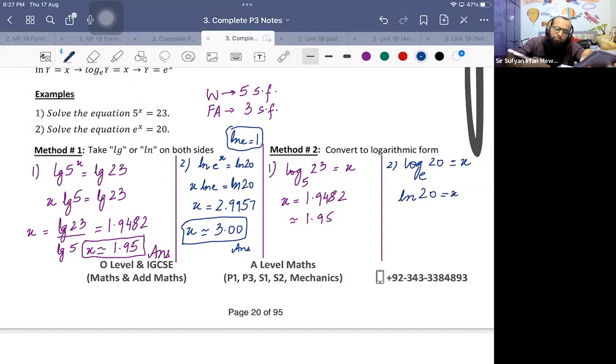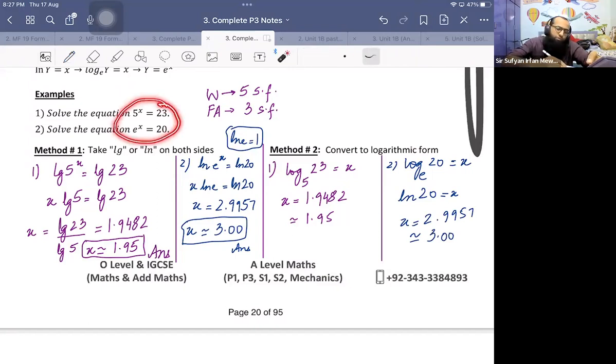Now just pick up your calculator and type ln 20, and you'll get the same answer as you got previously: 2.9957, which will be rounded off to 3.00. Right? So I have solved both of these exponential equations using 2 methods. I guess both methods are pretty much clear to everyone. Just acknowledge if everyone is clear till here.